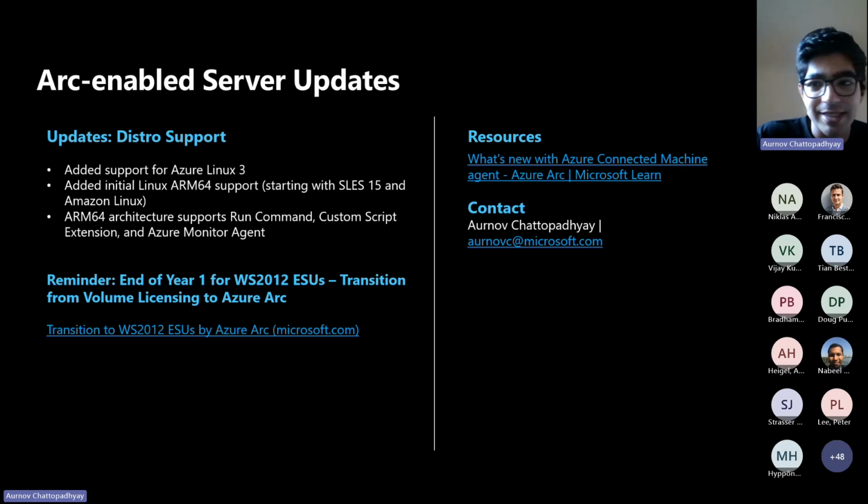So we're excited that with our ARM64 support, we've started with SLES 15 and Amazon Linux as well. But you'll see over time that we're going to add more and more Linux distros for our ARM64 support, and expect to see a blog announcement of that coming up in October as we add a couple more distros with this latest agent release in October.